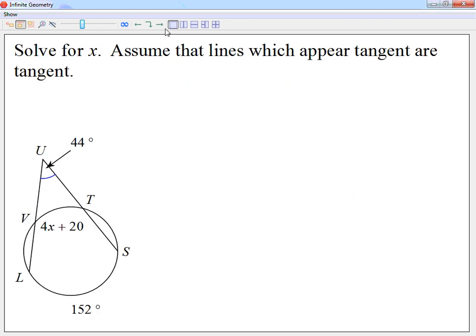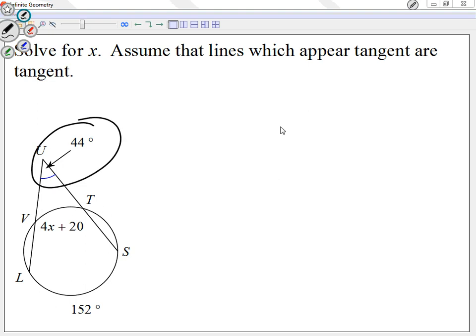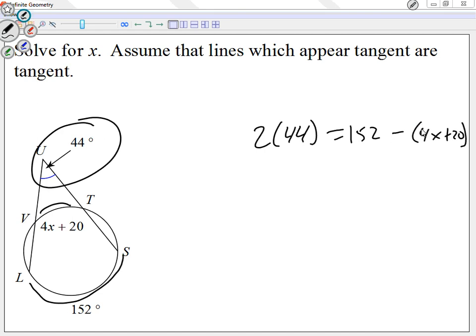So let's take a look. Now my x's are going to have pluses or minuses. See, my little arc here has a plus 20. So we always start with the angle. Remember, this angle on the outside is 44 degrees. So I'm going to go 2 times 44 because I'm going to multiply the angle times 2. And then looking at my arcs, 4x plus 20 is small. 152 is the biggest one. So I have to start with 152 minus, and because my little arc has a plus or minus, I'm going to put that in parentheses, 4x plus 20. So again, I put my little arc inside parentheses because it has a plus or minus in it.